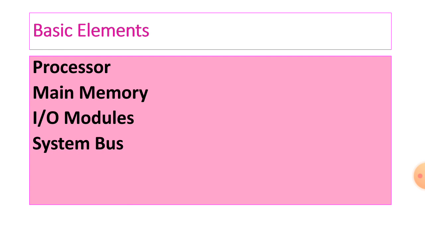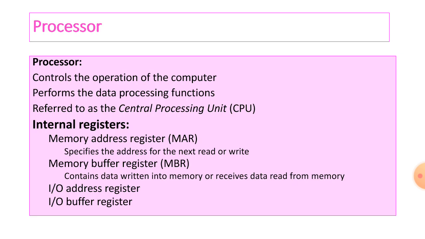Basic elements of a computer system consist of processor, main memory, I/O modules and system bus. Processor. Processor is referred to as CPU, that is central processing unit, which controls the operation of the computer and performs the data processing function. Processor consists of the following internal registers: memory address register, which specifies the address for the next read or write. Memory buffer register contains data written into memory or receives data read from memory. I/O address register and I/O buffer register.